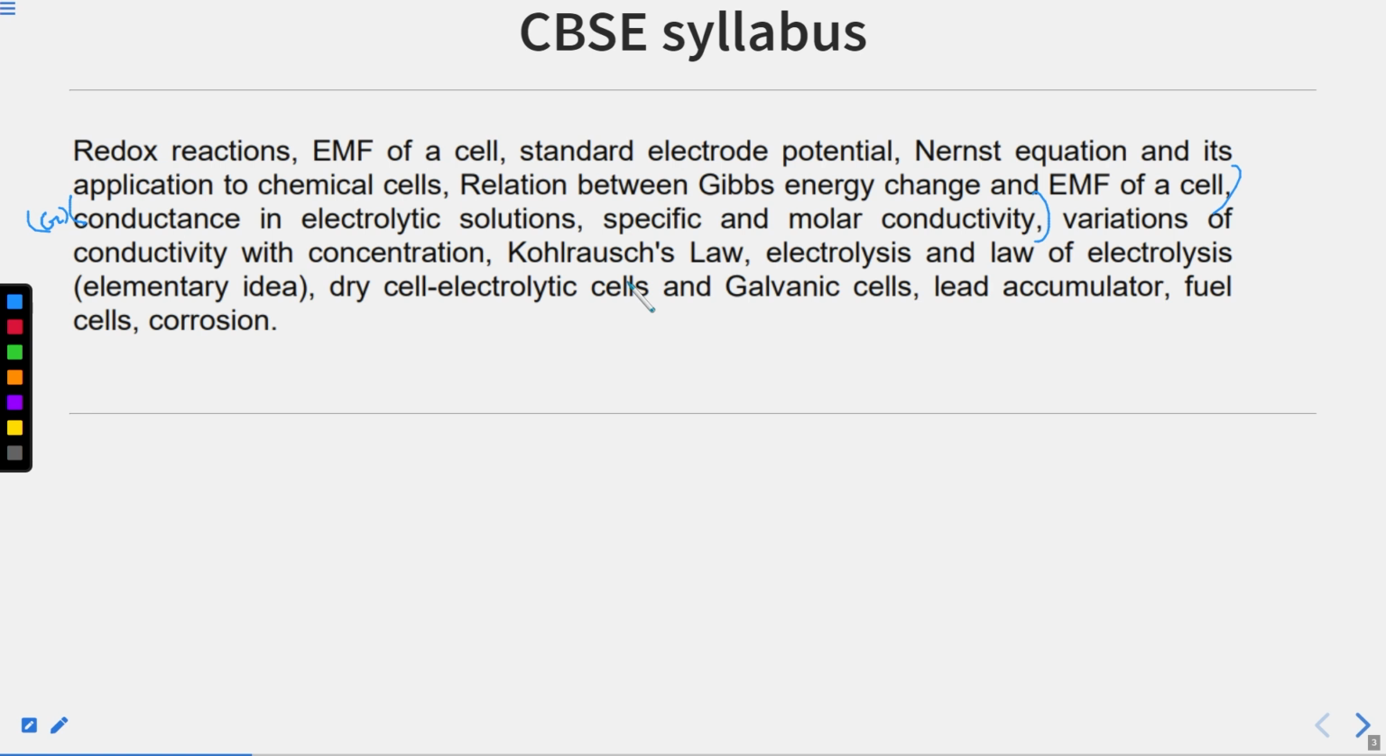Today we will see their variation with concentration. So what is the variation of conductivity with concentration? And we'll study some laws regarding that. So up till Kohlrausch law, basically, today we will cover. So here is our today's topic. We will start with variation and go to Kohlrausch law.